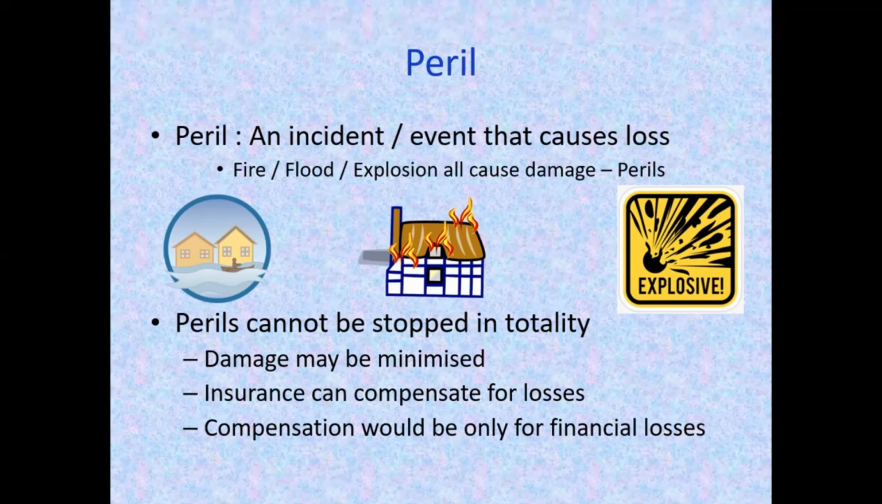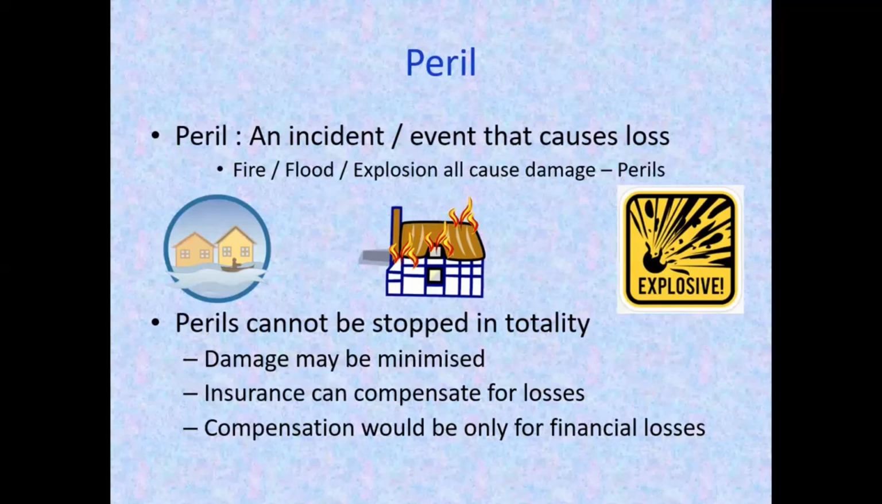Now, when you talk about insurance, many people as freshers presume that perils can be stopped by insurance companies. Can we really stop them? If there is rain, is there a way we can control the rain? No. It is just that as a client or as an insurance company, we can guide our clients to minimize the damage caused by flood, rain, explosion or fire. So we need to understand perils cannot be stopped in totality. It is the damage that can be minimized.